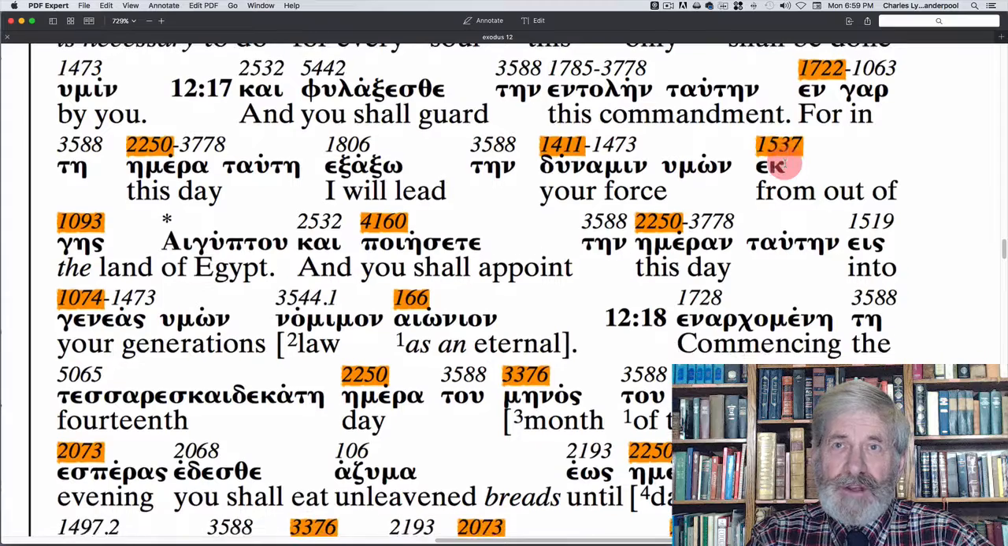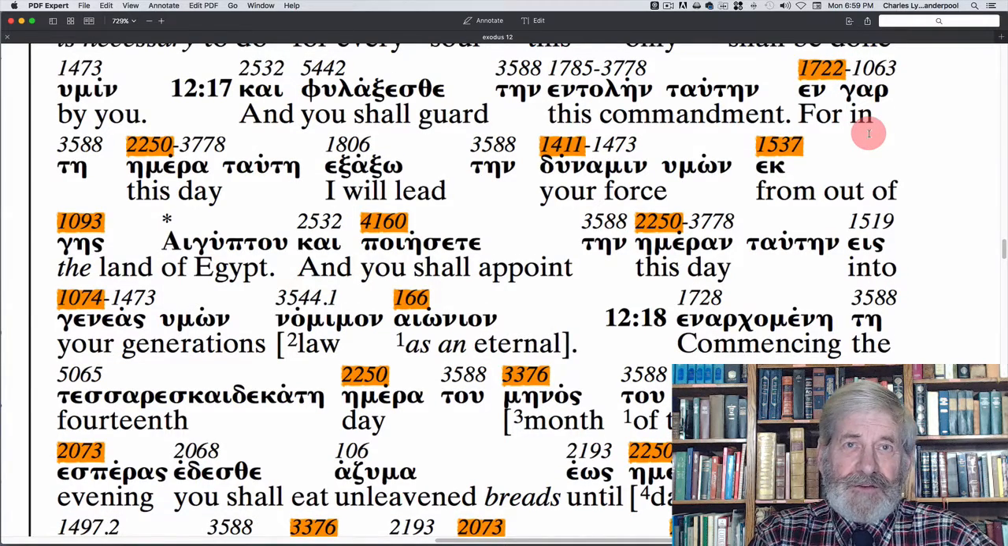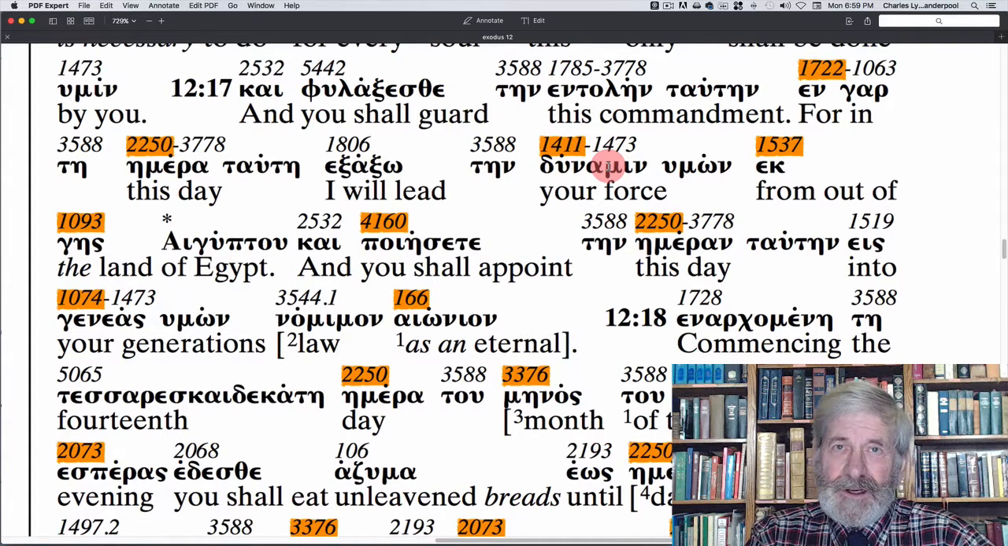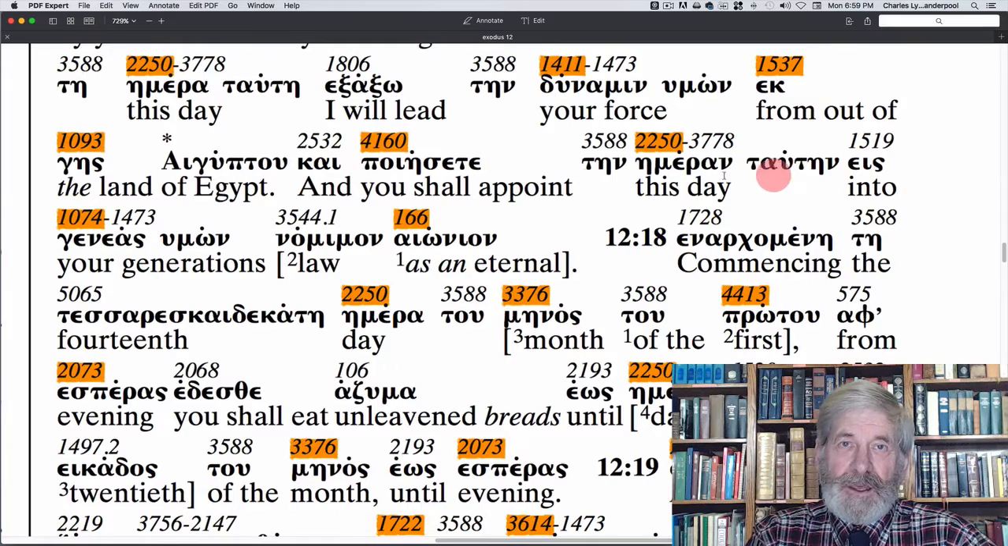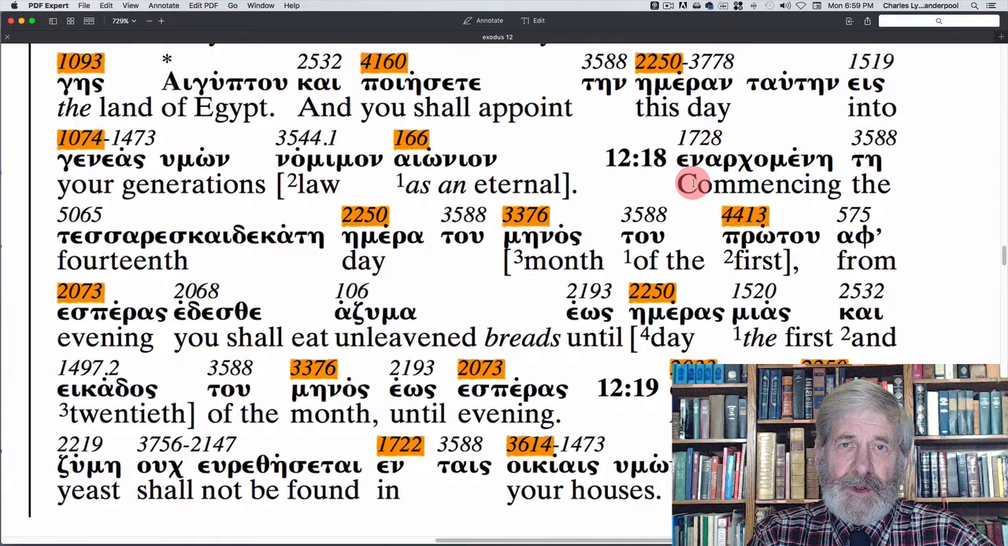And you shall guard this commandment. For in this day I will lead your dynamin, your force. It intimates a force, not just a mob or a group of people, but a powerful force, almost like an army, from out of the land of Egypt. And you shall appoint this day throughout your generations as an eternal nomimon, law. So it's a law for forever.